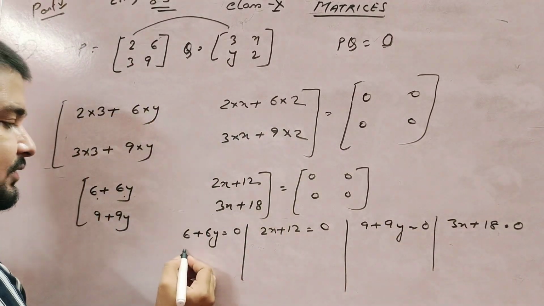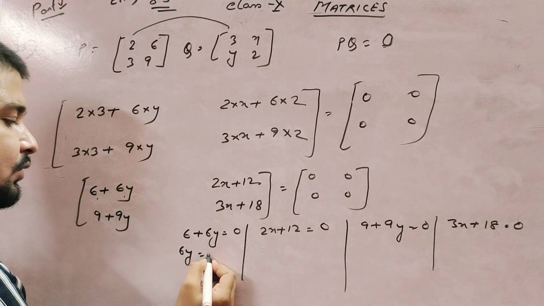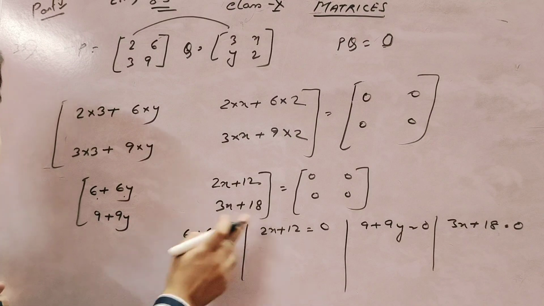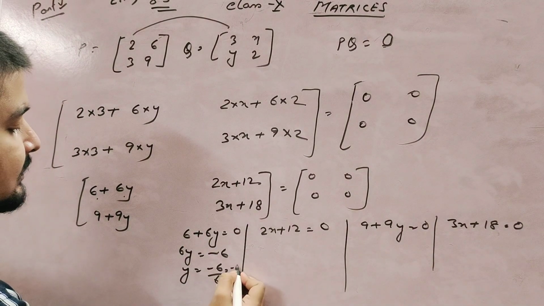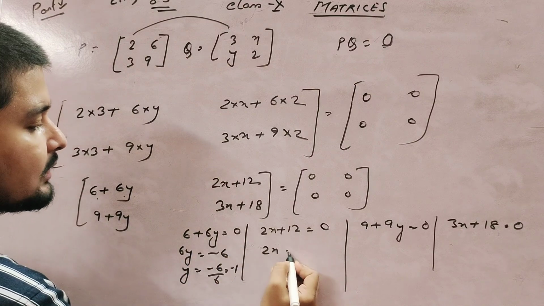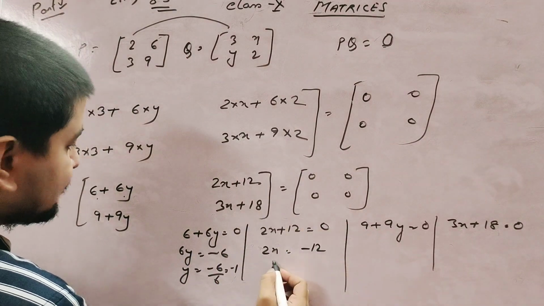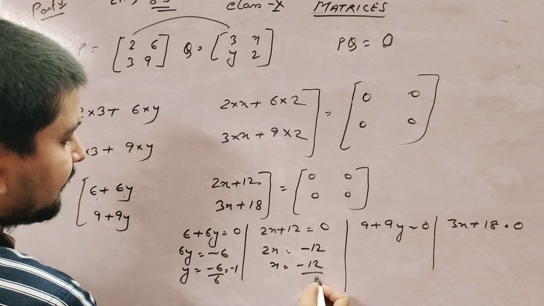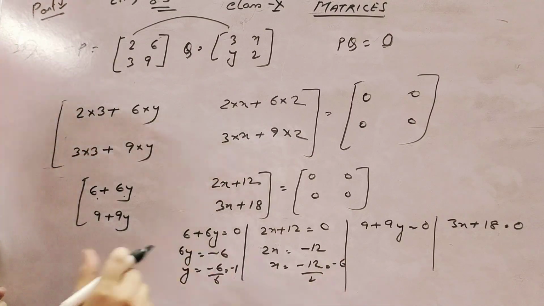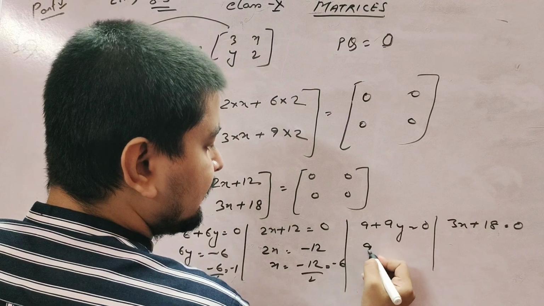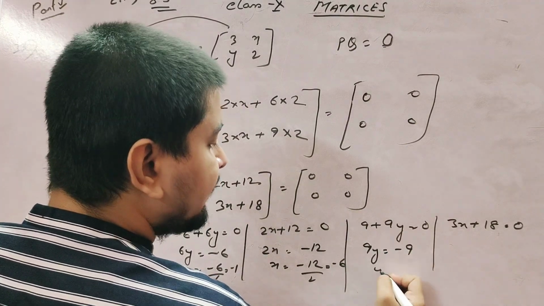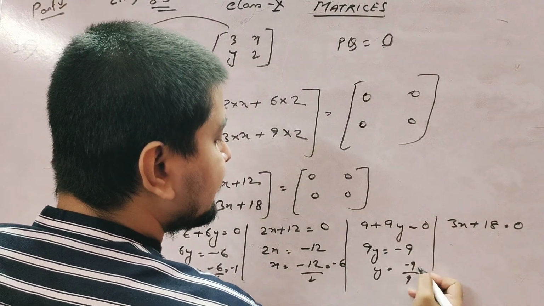In each condition you see that 6y equals minus 6, because plus 6 going this side is minus 6, so y equals minus 6 by 6, that is minus 1. 2x equals plus 12 going this side, this is minus 12. X equals minus 12 by 2, that is minus 6. Okay, so 9y equals minus 9, y equals minus 9 by 9, that is minus 1.